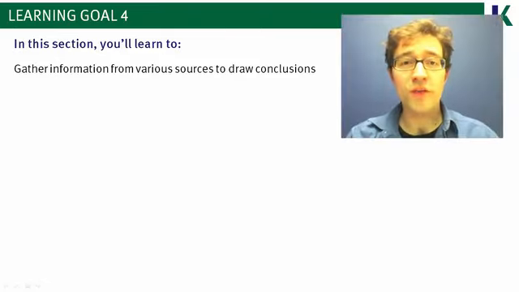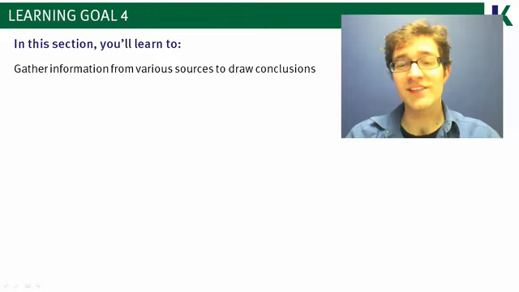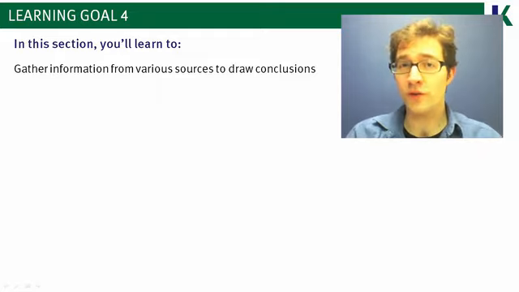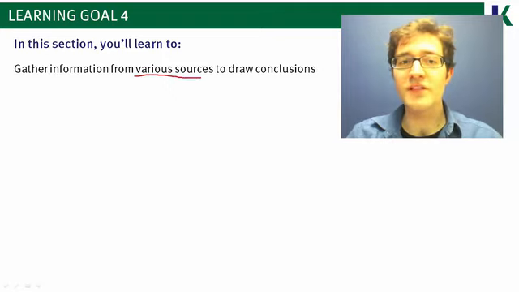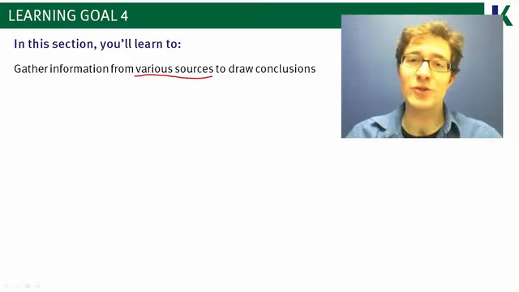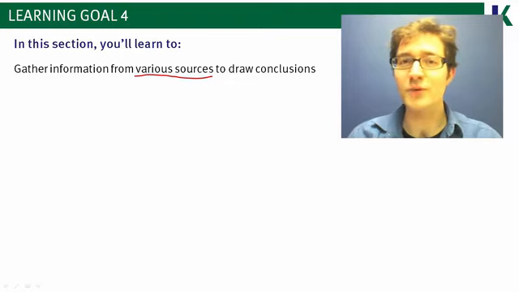So here we are in the fourth and final learning goal of this lesson. In the previous learning goal, you had a theory and had evidence and had to see how that evidence changed the theory. But in this learning goal, you are going to be making your own theories in a way. It's about taking information from a lot of different places to draw your own conclusions and then match those conclusions with an answer choice in most cases.